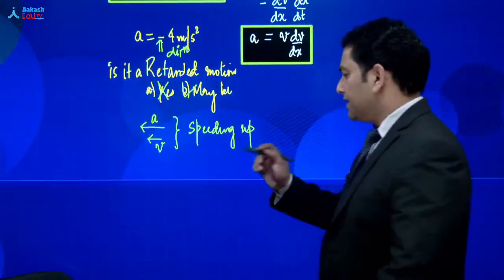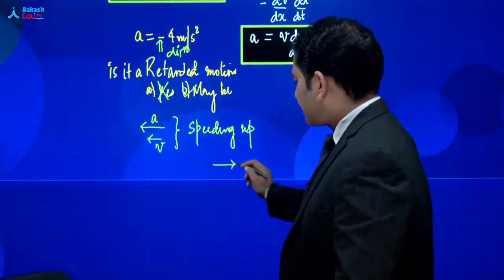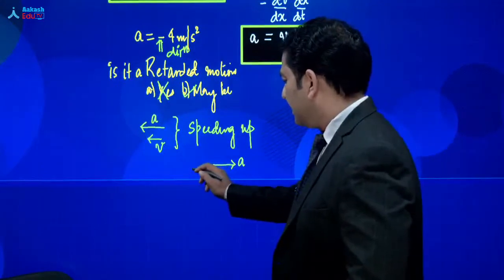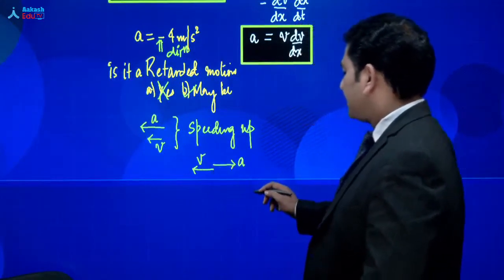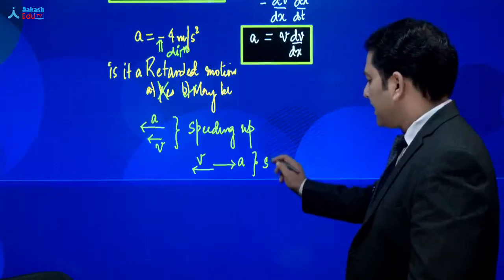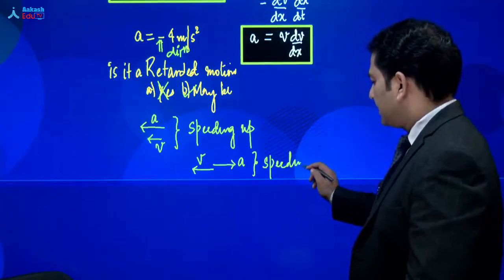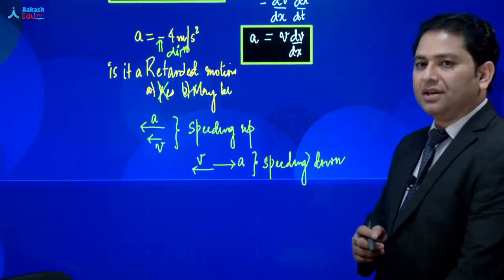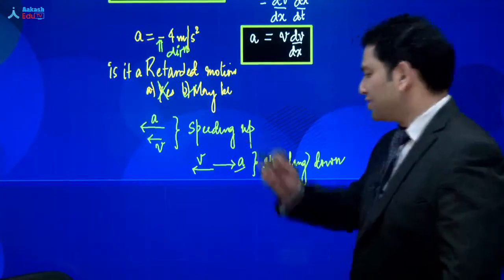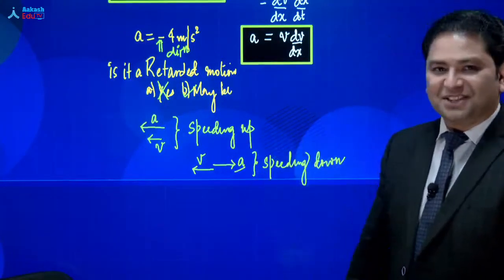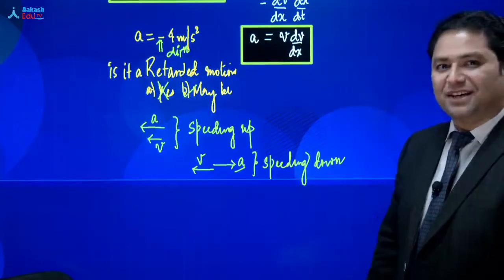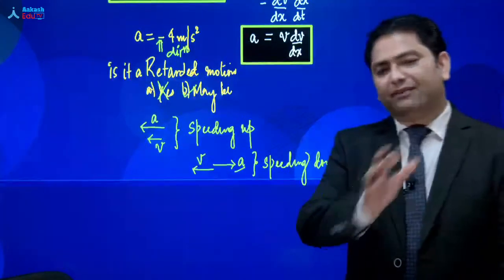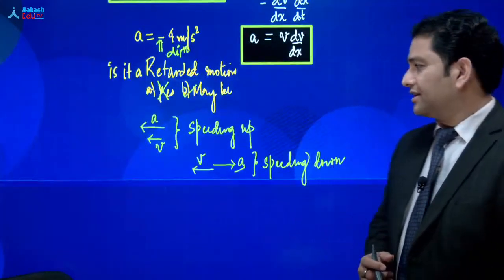But suppose the acceleration is in this direction, that is, acceleration is positive, but velocity is in this direction. Now you will see, this indicates that it is speeding down. Despite the acceleration being positive, still it is speeding down, simply for the reason that the direction of acceleration and velocity are opposite.